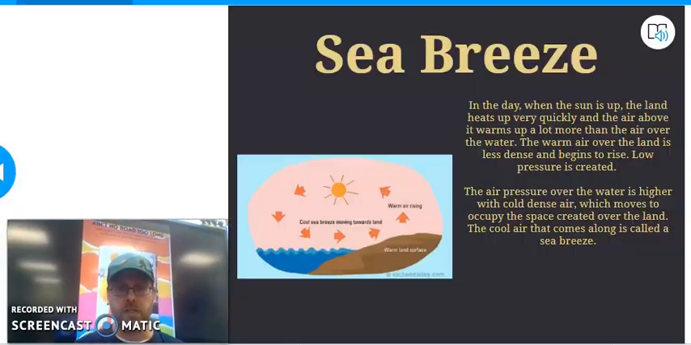And that's all described for us here on this slide. It says in the day, when the sun is up, the land heats up very quickly, and the air above it warms up faster as well, and because of that, hot air rises. The warm air, when it rises, is less dense, it goes up, and that creates a low pressure. However, the pressure over the ocean is just the opposite. It's cooler and it drops, and when you have those two differences in pressure, we know that air likes to move from the area of high pressure to an area of low pressure. And we call this a sea breeze.